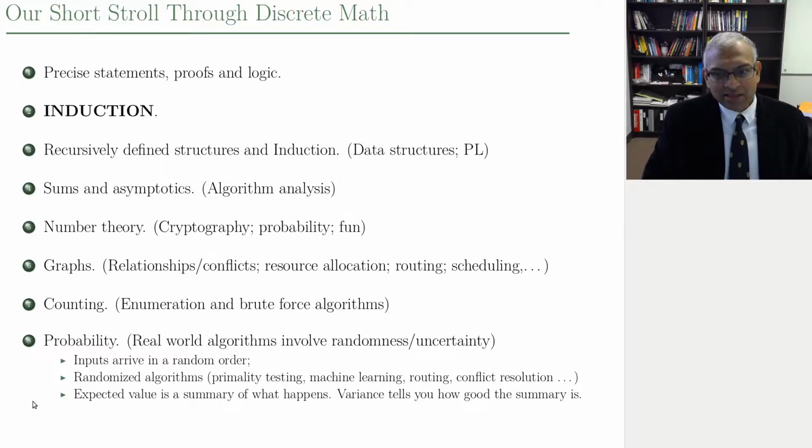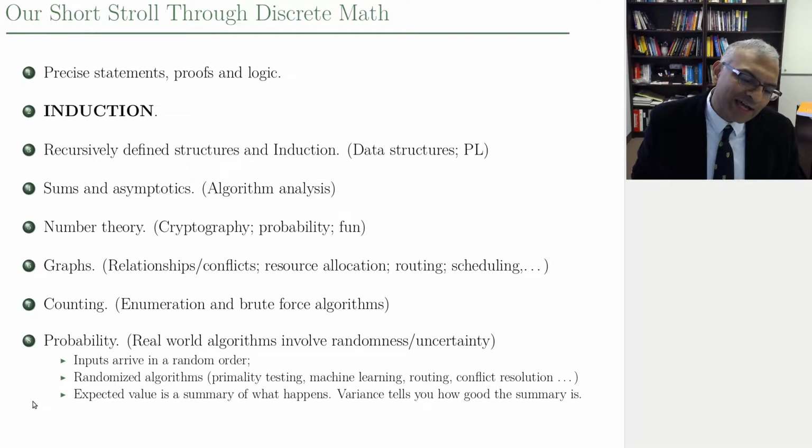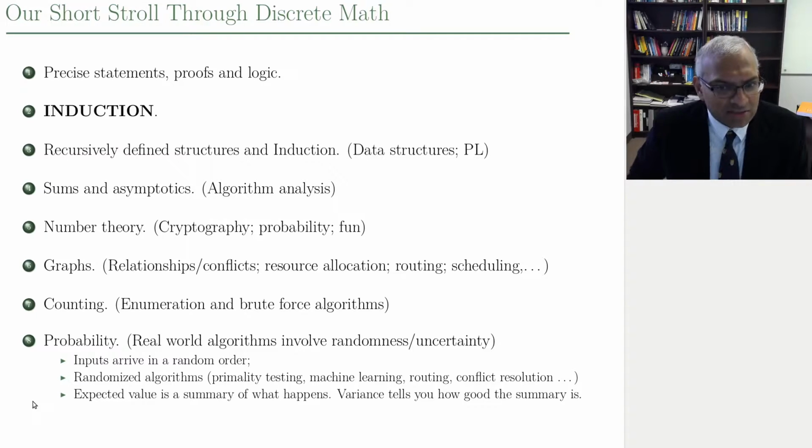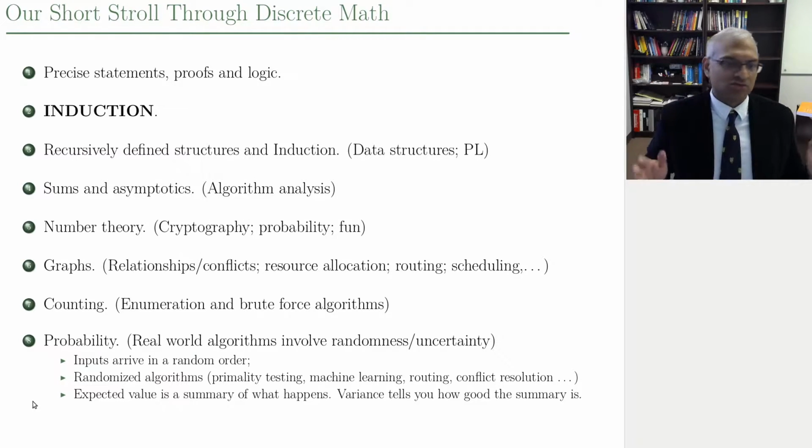So probability is playing two roles in computer science today. Probability is the way we analyze the behavior of our algorithms in the real world, because the real world has randomness. And also, we inject randomness into algorithms, so we need probability to analyze those algorithms. Probability is so fundamental.